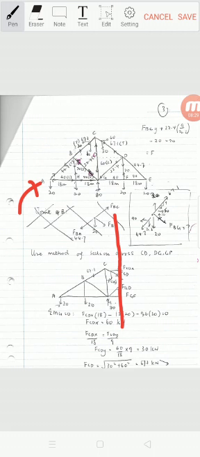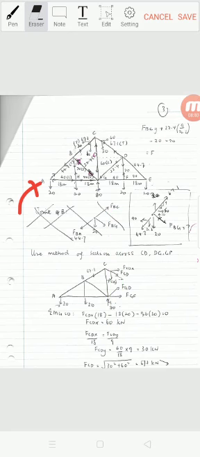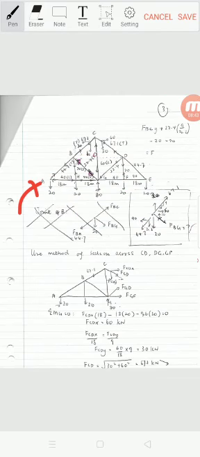Okay, in this example, I take moment at G. Hold on, I delete this first. I take moment at G here, because I want to cancel FGD and FGF. I want to cancel this. It leaves me with FCD only.